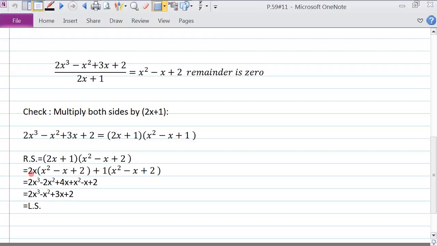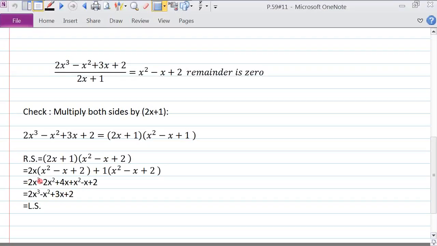So now I've removed the bracket from these, and I have 3 terms. I'm going to remove the bracket here. 1 times x squared is x squared. Plus 1 times minus x is minus x, and plus 1 times plus 2 is plus 2. So I now have, I would expect to have, 6 terms: 1, 2, 3, 4, 5, 6. Now I'm going to simplify. I'm going to collect like terms.